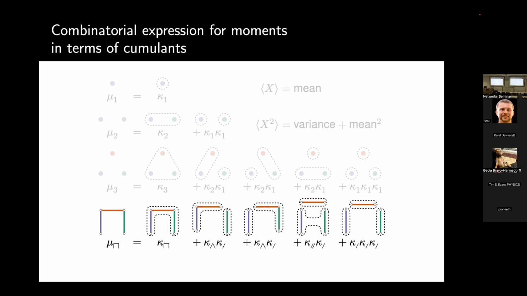Sorry, I'm just wondering, for the second to last one, how do you actually count them? Suppose I've got three isolated edges. Would that be a count of 3 factorial? I'm counting them by putting them on blocks. So I'm considering all partitions of this set of edges.